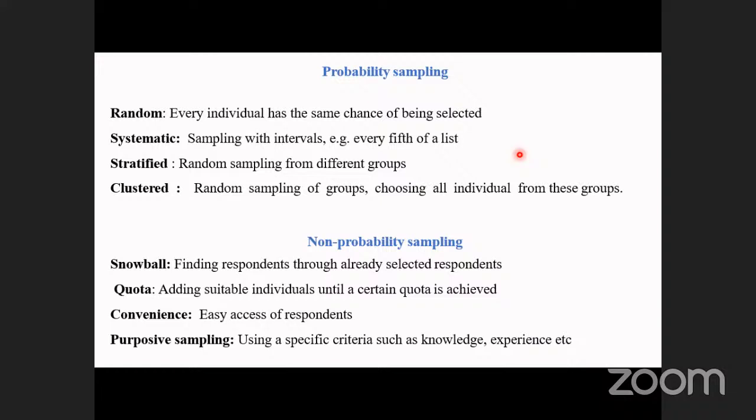The snowball. With the snowball approach of sampling, it is a sampling strategy used when the researcher doesn't have an entire knowledge about the population.